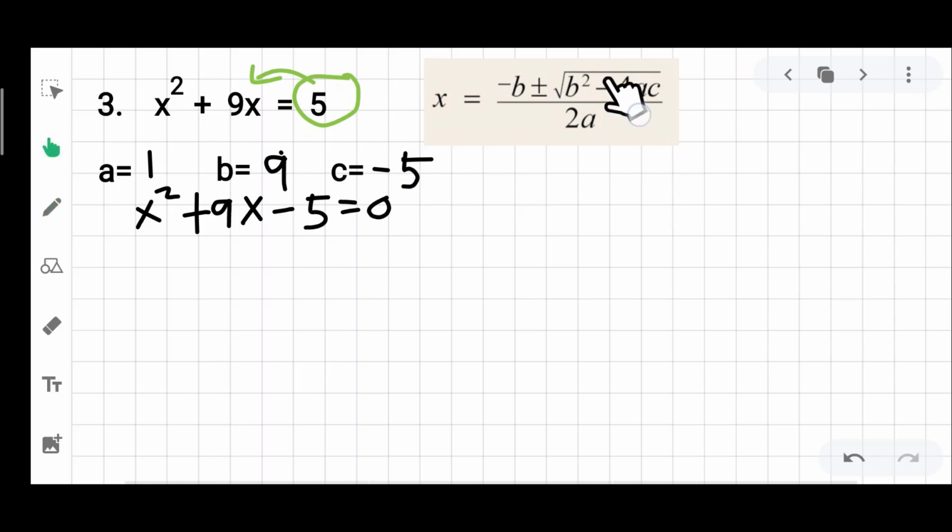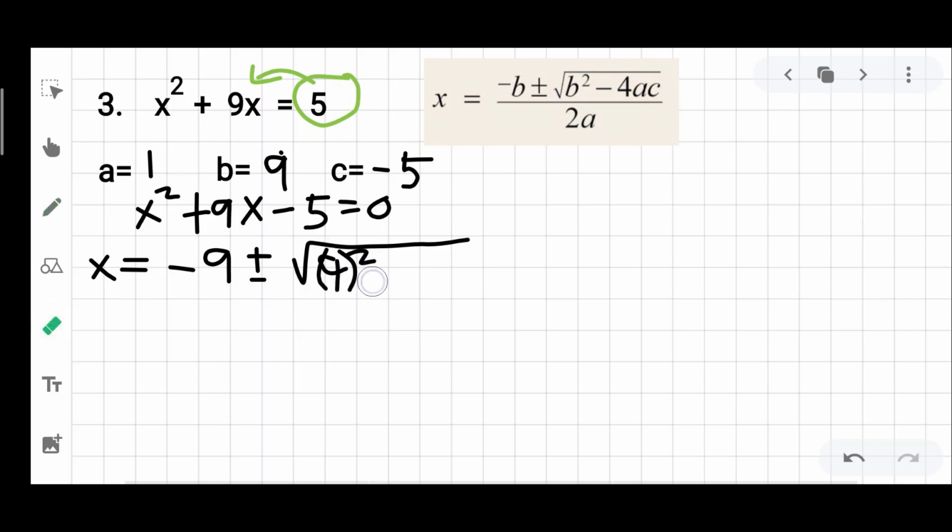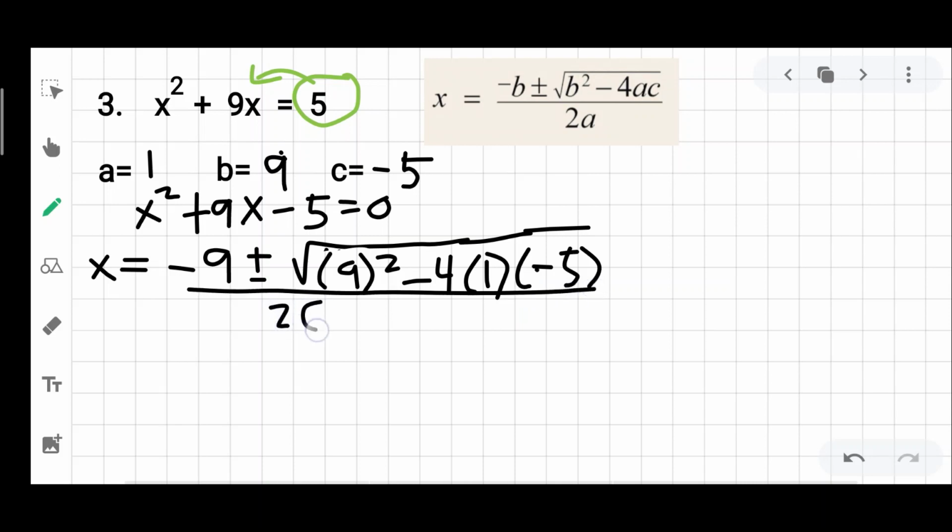So, use the quadratic formula. We have x equals negative b, yung b natin is 9, plus or minus square root of b squared, which is 9 squared, minus 4, yung a natin is 1, and then yung c natin is negative 5, all over 2a. Yung a natin is 1. Okay, so b squared minus 4ac.